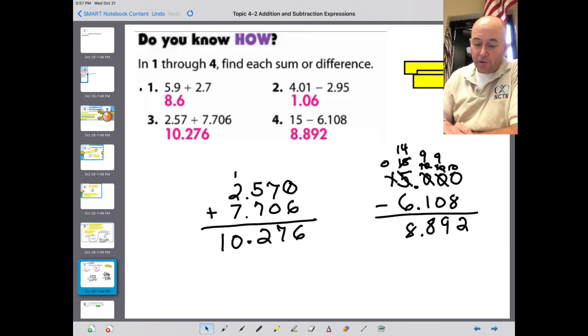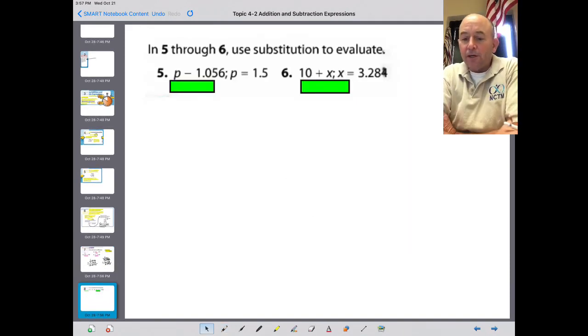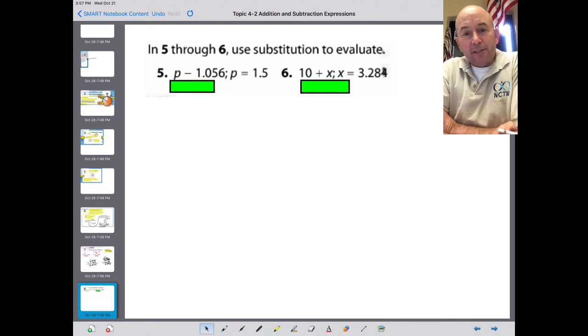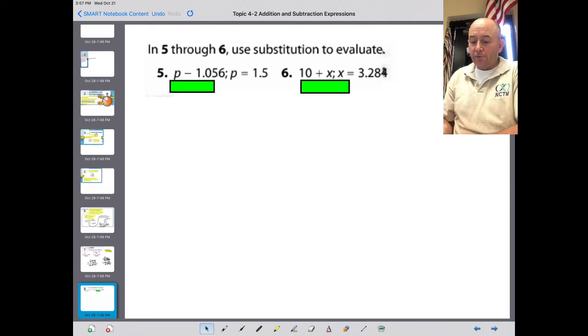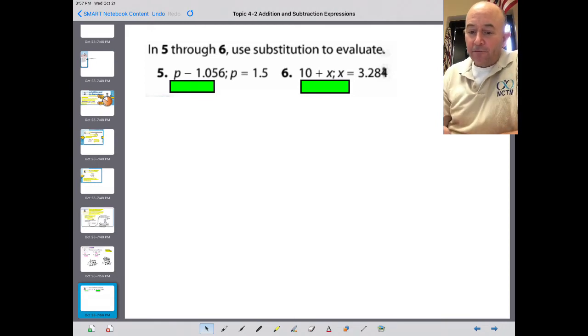All right, let's have you try 2 more example problems. Try 5 and 6, but this time you're going to use substitution to evaluate the expression, okay? See if you get these correct. All right, here we go. Let's take a look at number 5.